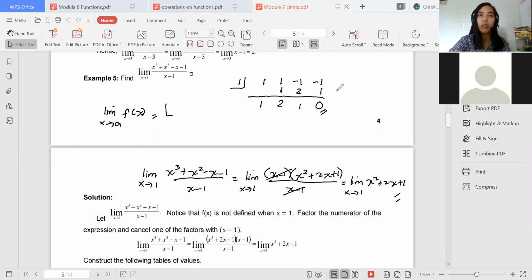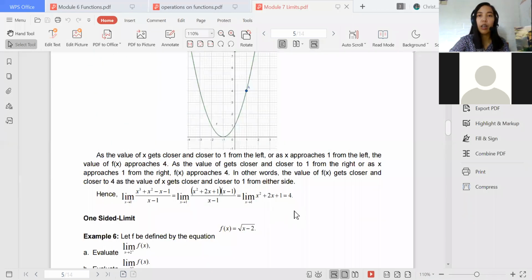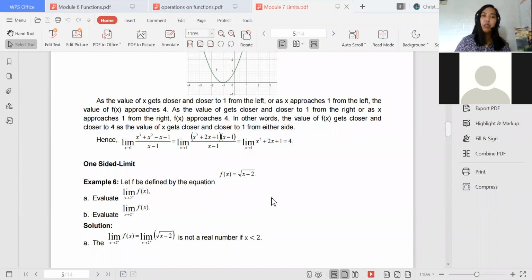Tingnan natin. Okay, the answer is 4. Is that clear? Do you have questions? Can you follow?